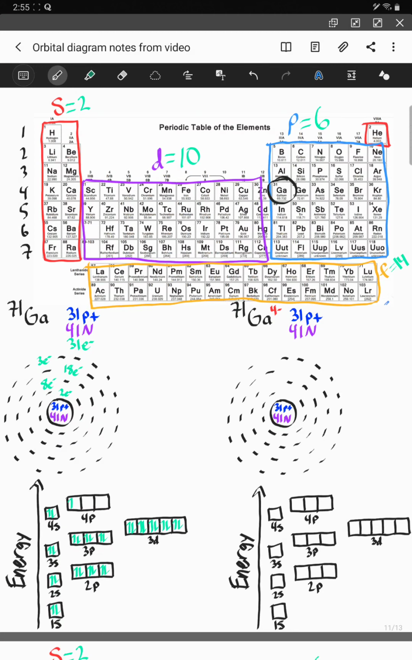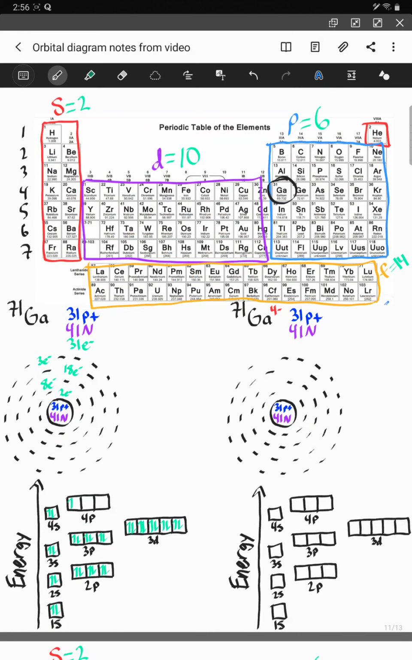First, we have gallium drawn with no charge, and where we have 31 protons, and since it's uncharged, also 31 electrons. So this is how gallium is supposed to be drawn with the Bohr model and the orbital diagram. We have 31 total electrons filled in on the Bohr model, and we also have 31 arrows representing the 31 electrons for gallium on the orbital diagram.